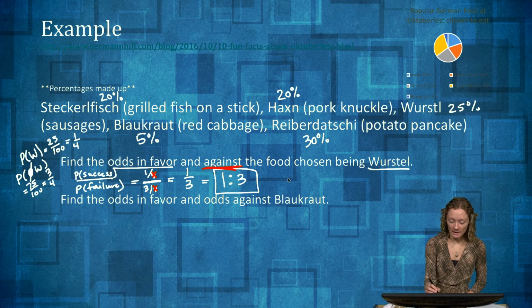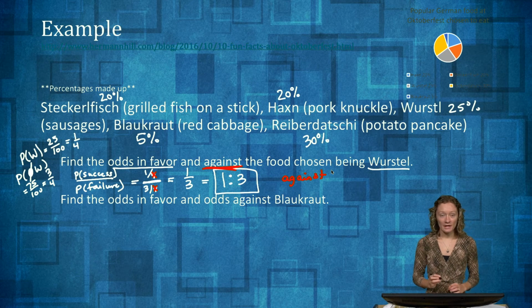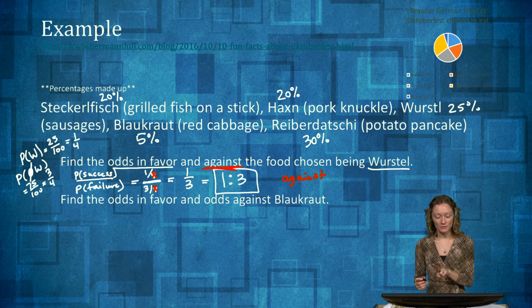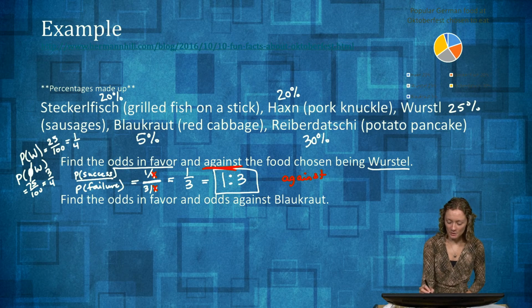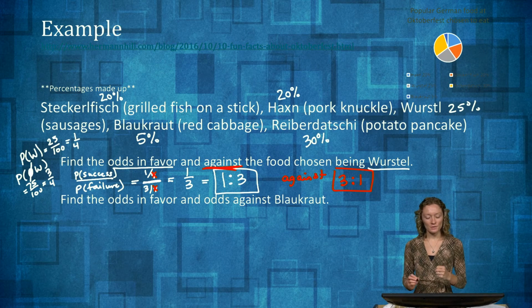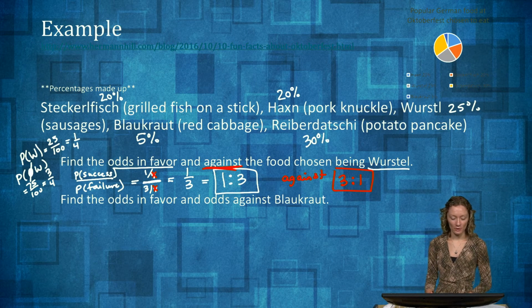We also want odds against. And remember, if you find odds in one direction, in favor, for example, you can find the other one by just flipping it. So odds against, very simply, without having to go through any of the process, would be 3 to 1. For every 3 times it's not chosen, there's 1 time that Wurstel will be chosen.